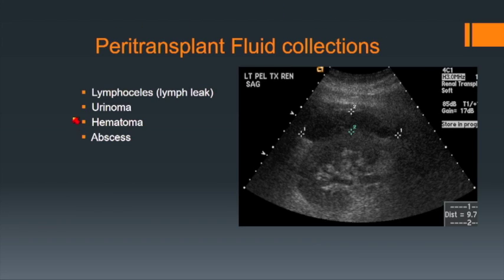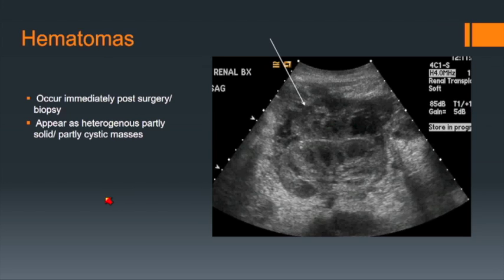Peritransplant fluid collections can be classified as lymphoceles, which is a leak of lymph, urinoma, hematoma, or abscess. So this is an example of a perinephric fluid collection anterior to the transplant. Hematomas usually occur immediately after surgery or biopsy, and they look like hematomas everywhere: heterogeneous, partly solid, partly cystic masses. Here we see a large perinephric hematoma anterior to the transplant.